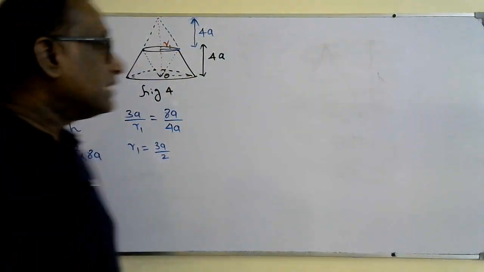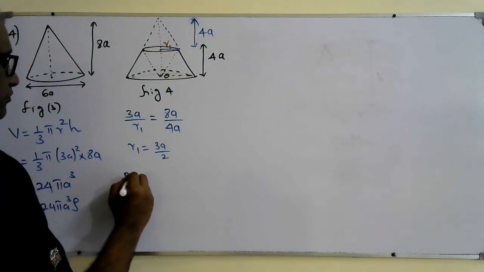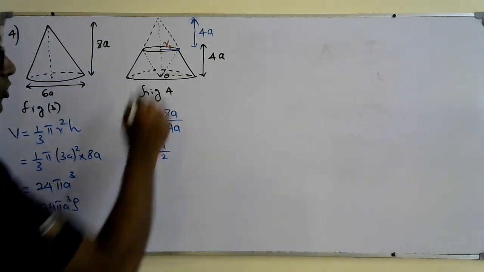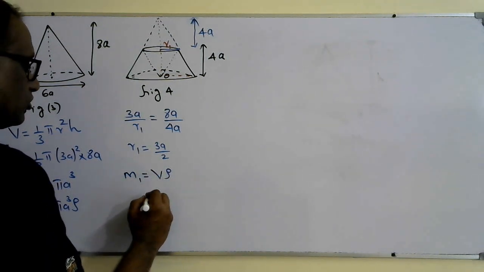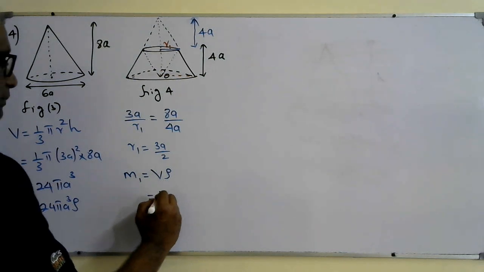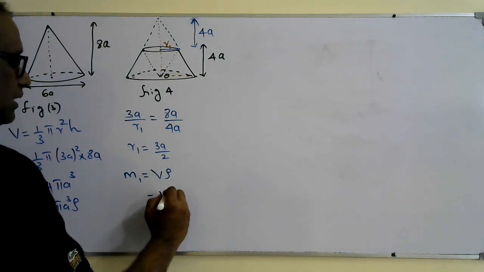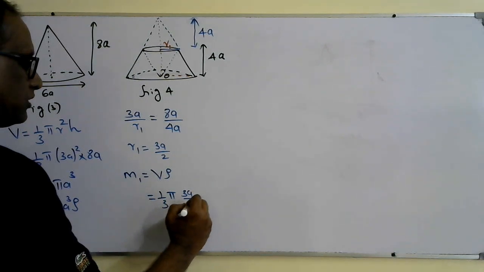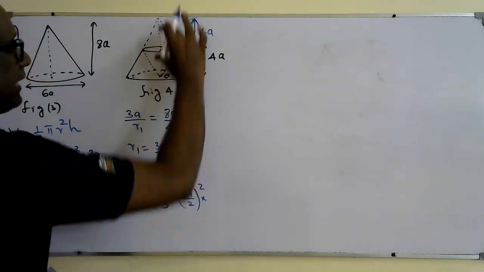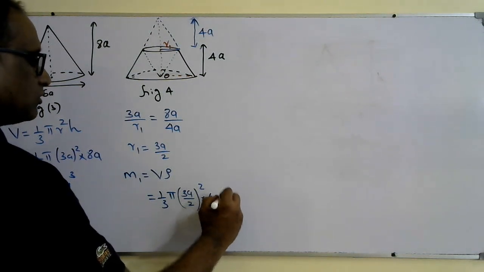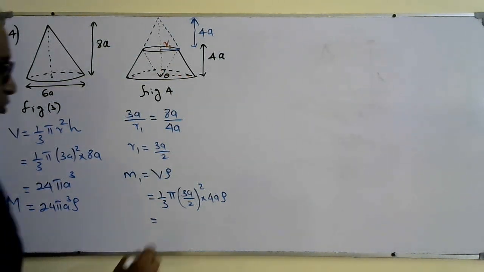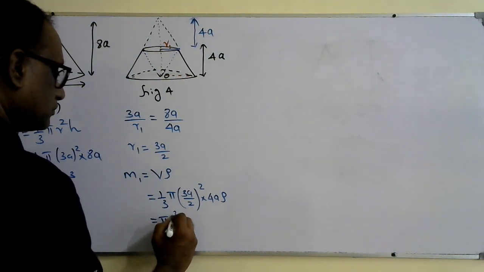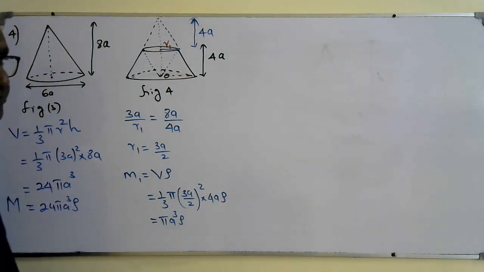We'll find the mass of that cone. We'll call it m1. m1 is equal to the mass of the removed cone from the upper part. We know it is volume into density. Volume means 1/3 pi r squared h, so 1/3 pi into (3a by 2) squared into height 4a into rho. Solve it, and you will get pi a cube rho.